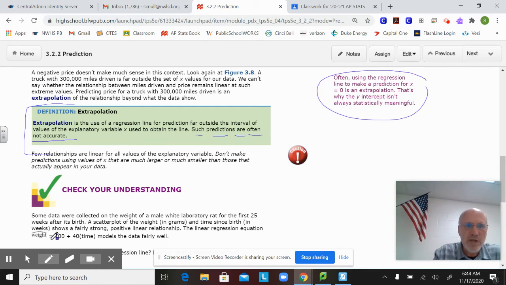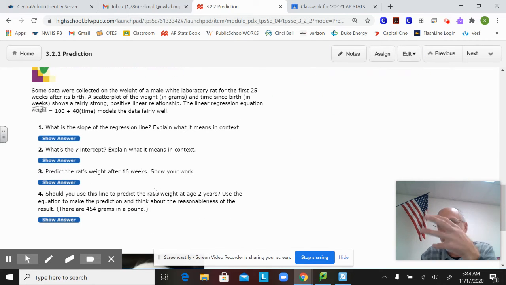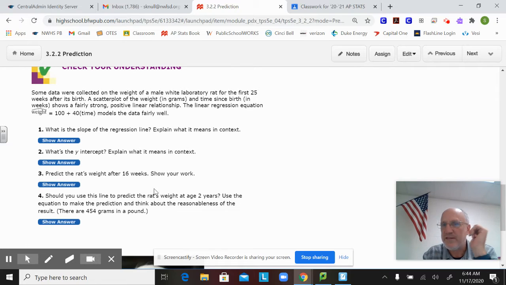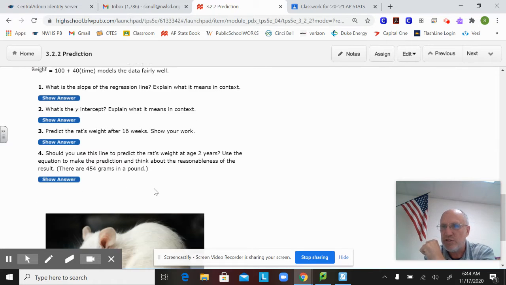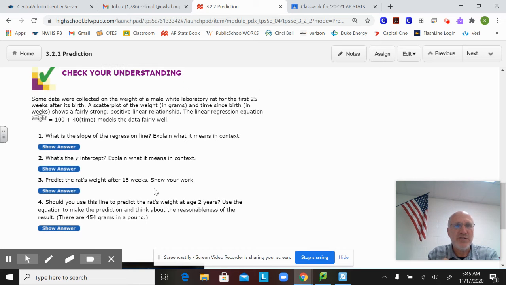Okay, so here's an example that we're going to do the whole thing of. We'll just talk through it and look at the example. Again, you should have read through this section. We haven't yet gotten to the new stuff yet. We're getting there. So, take your understanding. Some data were collected on the weight of male white laboratory rats for the first 25 weeks. A scatter plot of weight and time shows a fairly strong positive linear relationship.